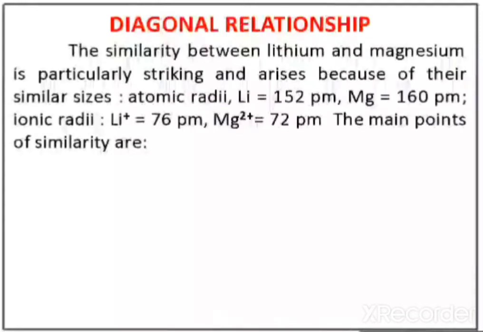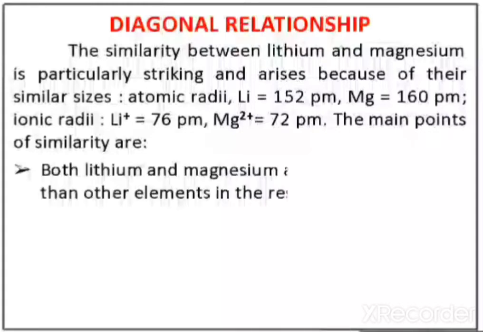So see the similarities between lithium and magnesium. The similarities between lithium and magnesium are particularly striking and arise because of their similar size. Now we are talking about similarities. Atomic radius of lithium is 152, magnesium is 160 pm. The difference is not very large, so we can say the size is quite similar. Size of ions, lithium and magnesium ion, is also quite similar. So that's why the similarities: if the sizes are similar, it means the properties will be the same.